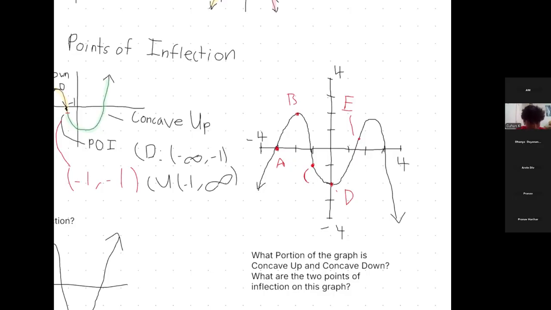So if we're looking here, the rate of change is decreasing. And at this point, C, it changes from concave down, where the rate of change is decreasing, to concave up, where the rate of change is increasing. The point of inflection is where the rate of change stops decreasing and starts increasing, or stops increasing and starts decreasing. So in C, the rate of change is decreasing, and then after C, it starts increasing. And in E, the rate of change is increasing before E and then decreasing after E. So therefore, those are the 2 points of inflection.